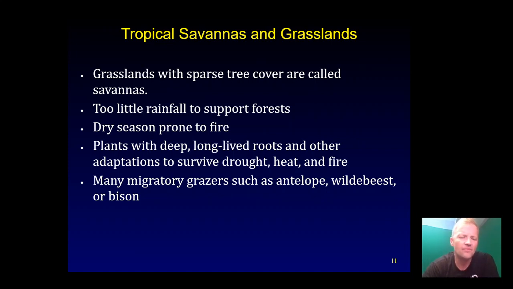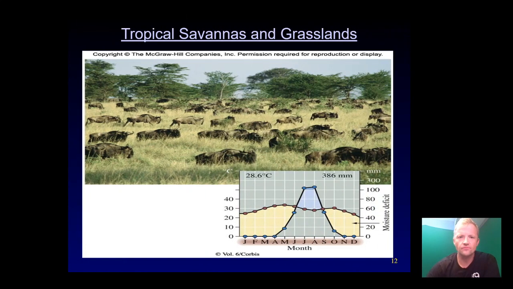So plants are built for that. These grasses are usually built for that. They have long root systems, so that if the top gets cut down, just like grass at home, if you mow your lawn, it keeps growing, right? That's why we choose grass, not just because it's beautiful, but because it comes back time and time again. Many migratory grazers, such as antelope, wildebeest, or bison, live in these zones.